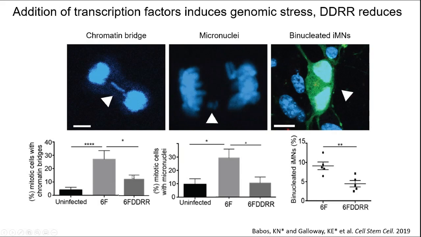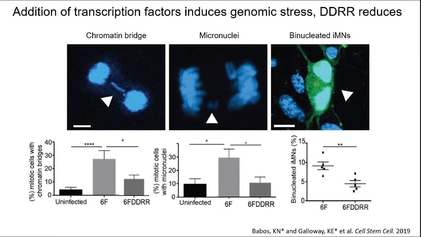And indeed, what we found is that whether it's chromatin bridges or micronuclei, we saw that the introduction of these reprogramming factors induced a lot of genomic stress. Additionally, our reprogramming cocktail, which I'll just refer to as DDRR, a combination of P53, HRAS, and RepSox, a TGF-beta inhibitor, reduced this stress significantly and also limited the formation of these binucleated induced motor neurons, suggesting that it was somehow mitigating this genomic stress.